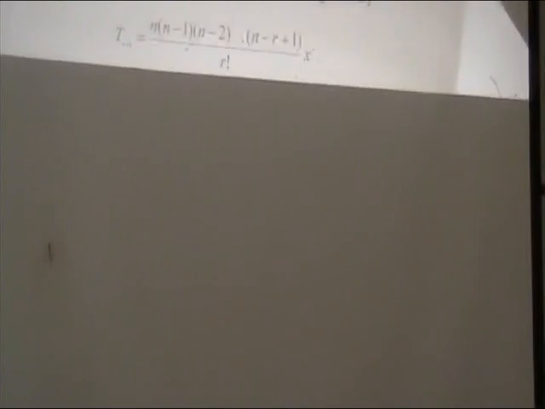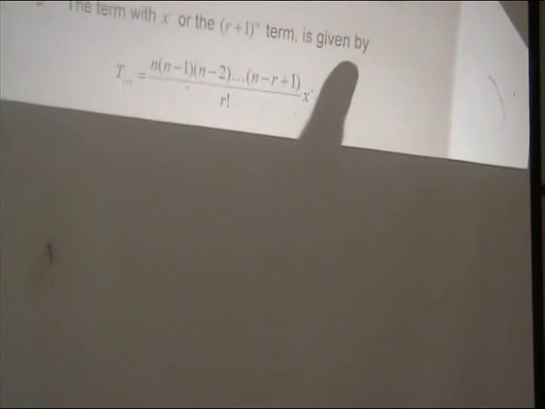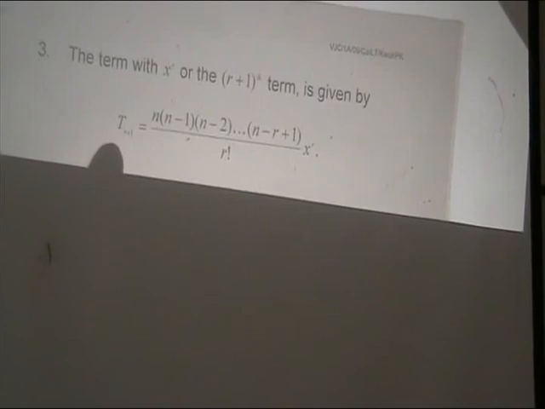Same thing here, we also have a general term. The general term is the term with x to the power of r, or the r plus 1 term. This is given by the formula T(r+1) equals n times n minus 1 times n minus 2 all the way till n minus r plus 1, over r factorial, times x to the power of r.